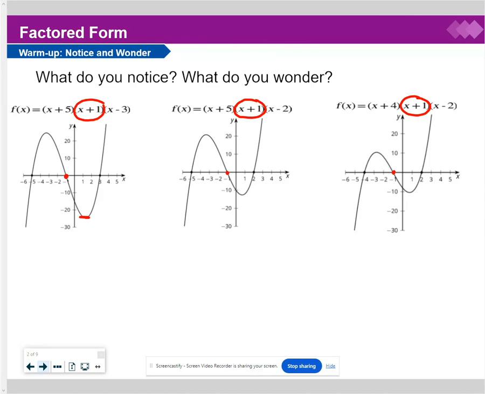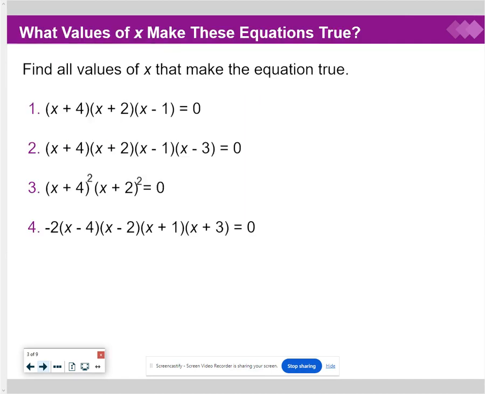And then maybe you should be at least thinking about or wondering about why the numbers and the factors seem to almost match the x and y intercepts, right? We have an x plus 1 in all of those, and they all have a -1 x-intercept.